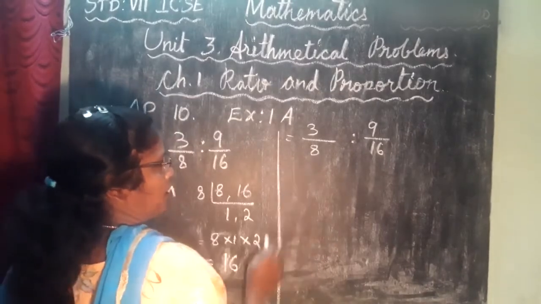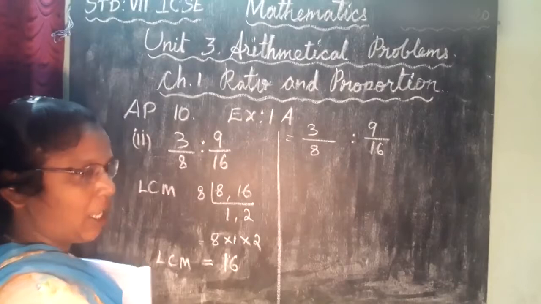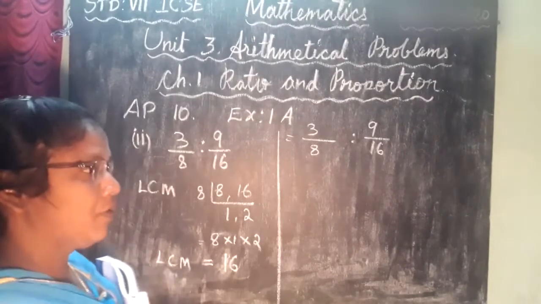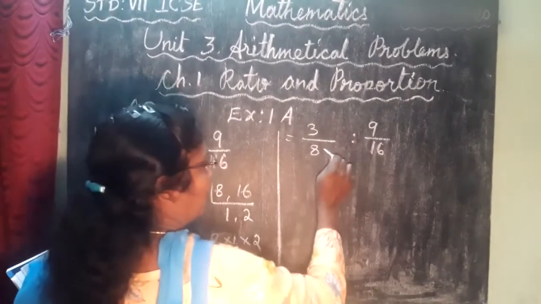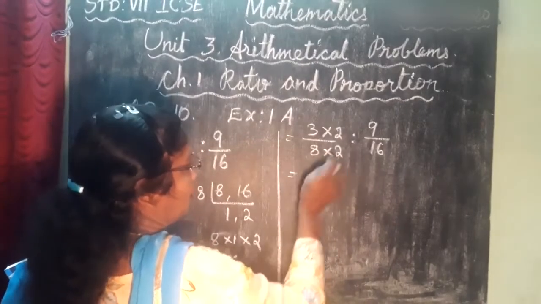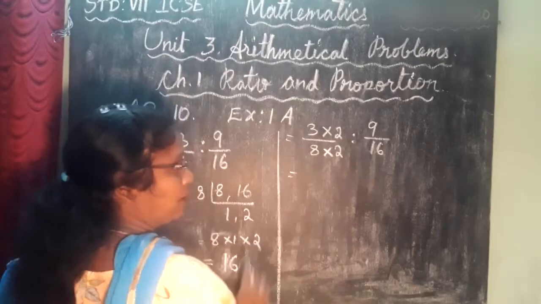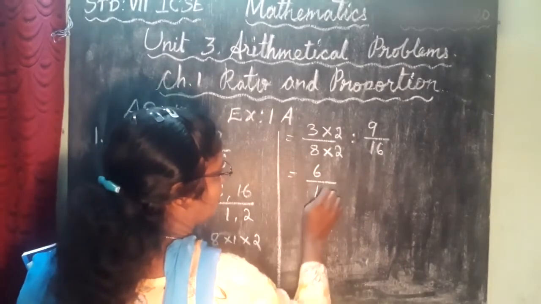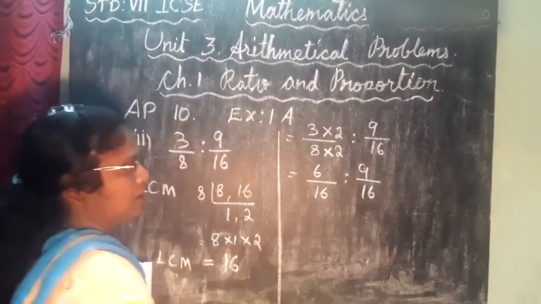We'll come to the first term. Here it is 8. I must convert this 8 into 16. So if I multiply what with 8, I get 16? Multiply by 2. If I multiply by 2, I am getting 16. When I multiply the denominator, I must multiply the numerator with the same number. Okay. So 3 2s are 6 by 16 minus 9 by 16.